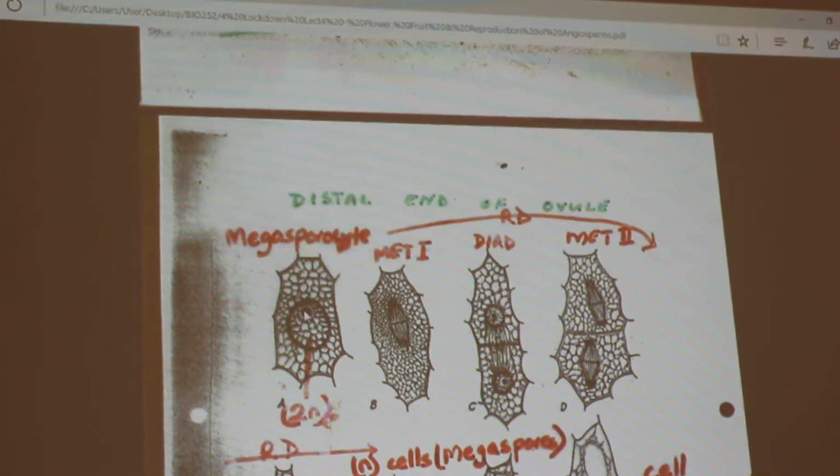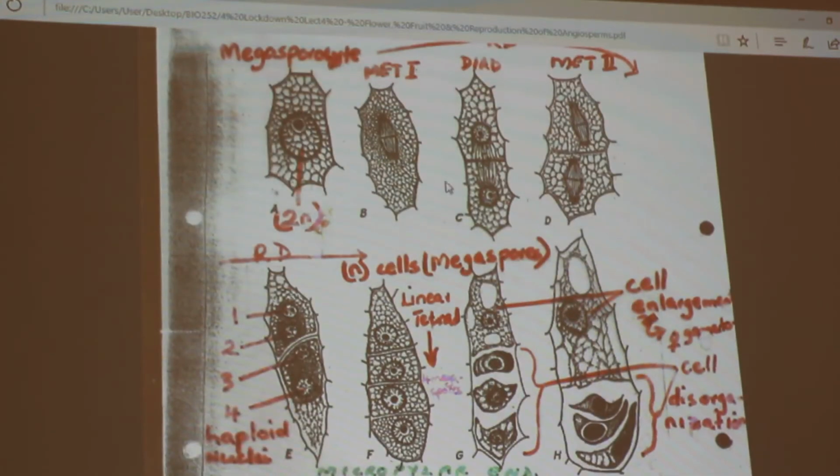We have a diploid cell before we enter the gametophyte. This diploid cell undergoes meiosis. These are the stages of meiosis that you learned in year 1, and you end up with 4 cells that are haploid. I've shown you metaphase where you have the dyad, metaphase 2 until you get the linear tetrad. We call it linear because they're in a row. Tetrad because they are 4. So here we have the 4 megaspores.